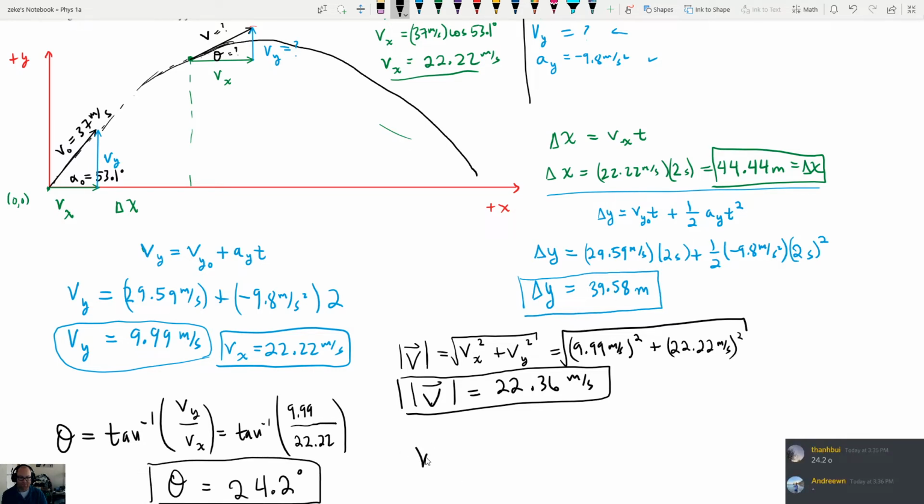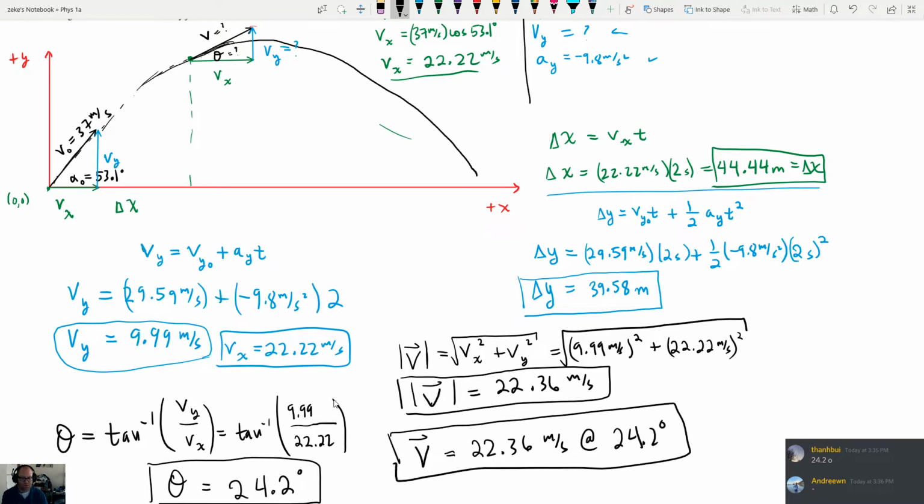Okay, so the velocity, we write it like this. The velocity is equal to 22.36 meters per second at 24 degrees. We'll just write it like that. And by 24 degrees, we mean above the horizontal. And that's the solution to just part A. There's a lot of steps to this problem. That's just part A. We had to find the position, which was going to be x and y. And we had to find this down here. Does anyone have any questions about anything that I did?